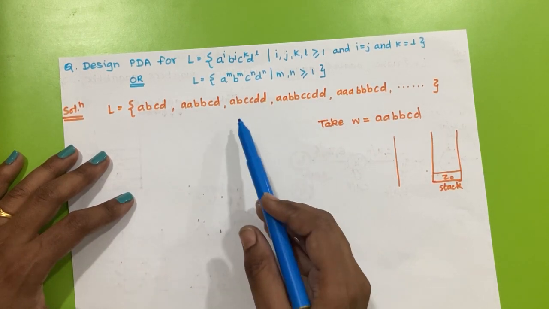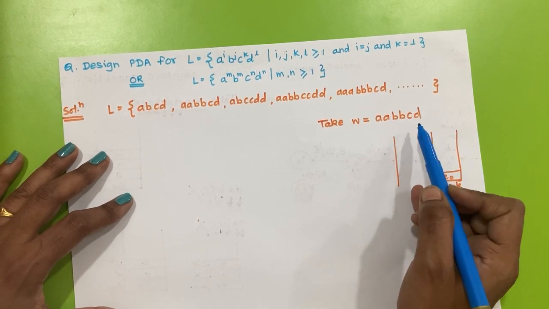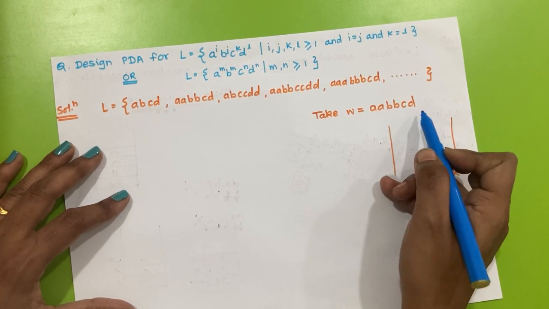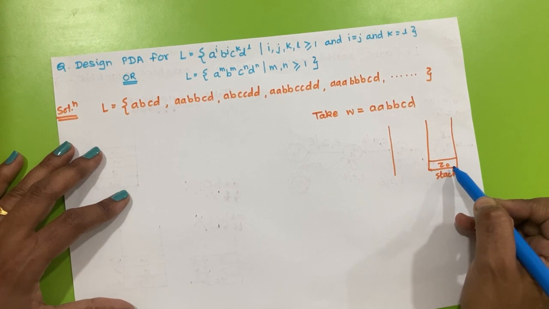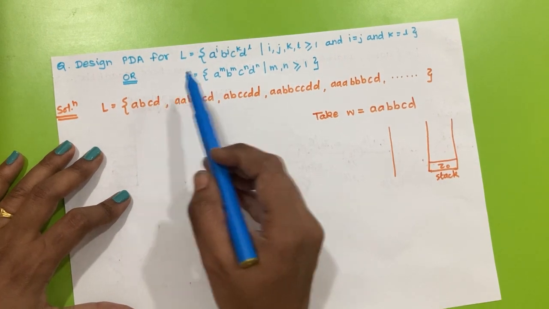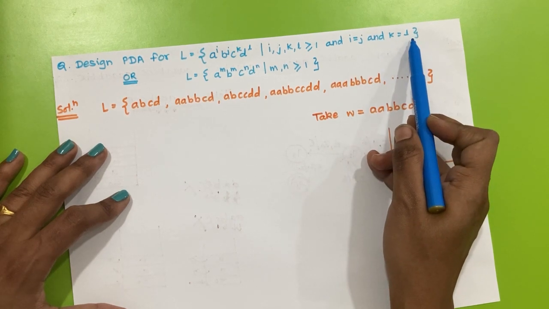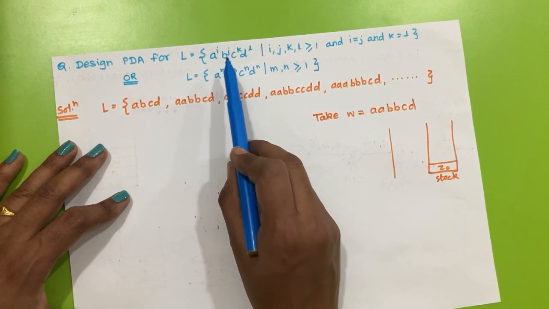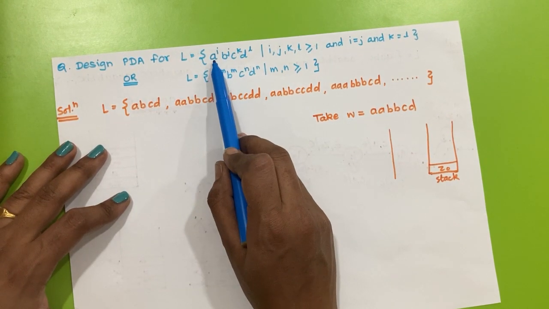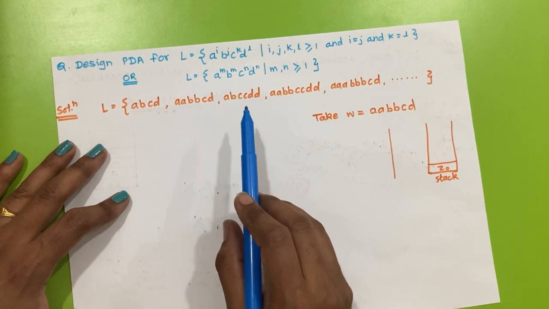Out of that I have chosen one string, that is w equal to AABBCD, for simulation purpose. So this string is written on input tape and we have stack with us with top as Z0. So we will start to simulate. As we have given the condition, that is i equal to j and k equal to l, means number of A's is equal to number of B's and number of C's is equal to number of D's. So here we have to match number of A's with number of B's and number of C's with number of D's.